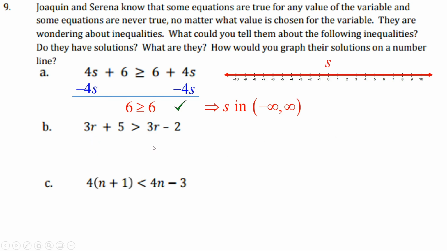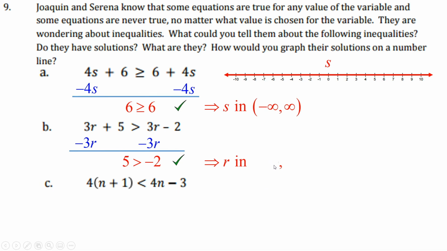I have 3r on the left and 3r on the right. So, depending on the 5 and the negative 2 here, let's see what happens. Let's subtract 3r. Bring down the greater than, and 3r minus 3r is gone, leaving the 5 is greater than 3r minus 3r, gone, negative 2. Is 5 greater than negative 2? Again, that's true. 5 is greater than negative 2. So now we're talking about r's, so that applies, r is in, and again, this is a true statement.